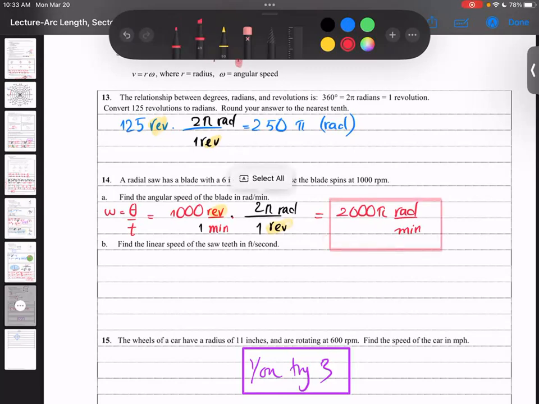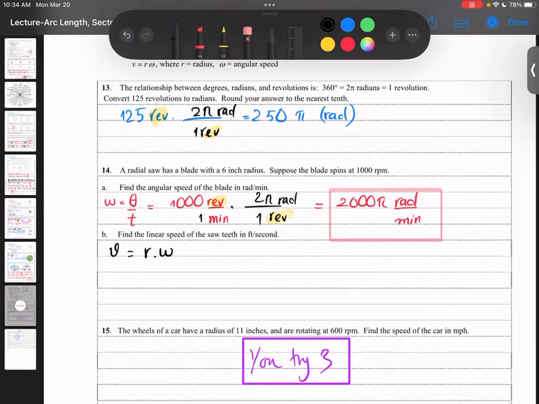Now we want to find the linear speed of a saw tooth in feet per second. So the linear speed associated with the angular speed is V equal R times omega. Well, we have omega, we have R. R is 6 feet. All we have to do is plug it in. So equal 6 times omega, which is 2,000 pi. Let me put in units. I like to put in units so I can see 2,000 pi radian per minute. So this is equivalent to 6 times 2,000, which is 12,000 pi. And the unit will be feet per minute.